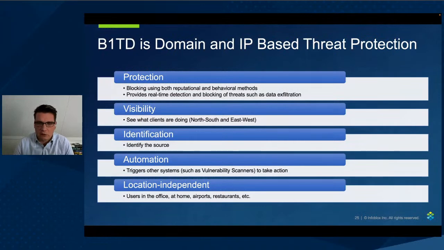Blox1 Threat Defense, or B1TD as we like to call it, protects against malicious DNS requests. It will give visibility into what clients are doing because the client's IP address is given to them from the Infoblox cloud, regardless of where they are. It will identify the source of communications. It can also automatically respond to events, such as start a vulnerability scanner. So once the machine is switched on, the vulnerability scanner will immediately kick in.